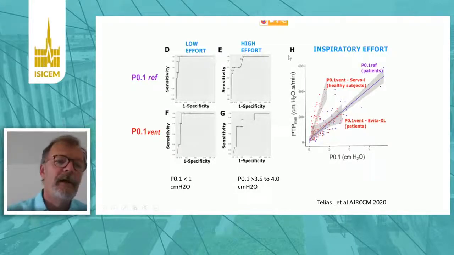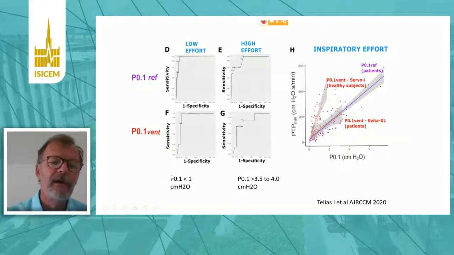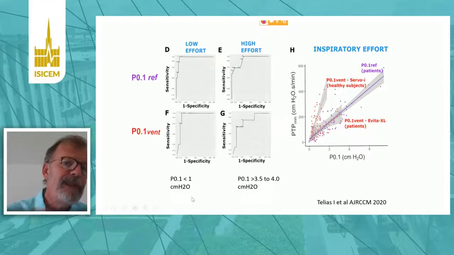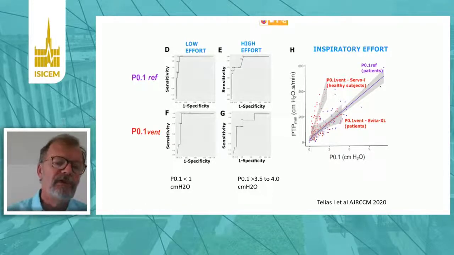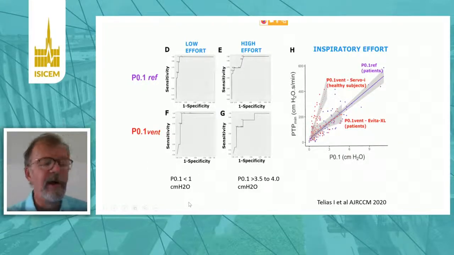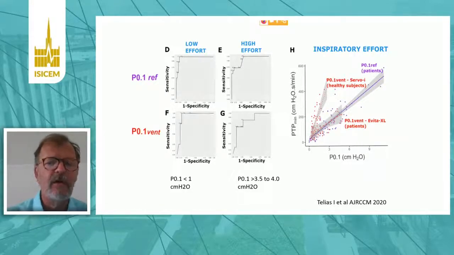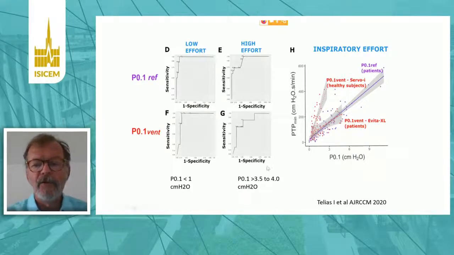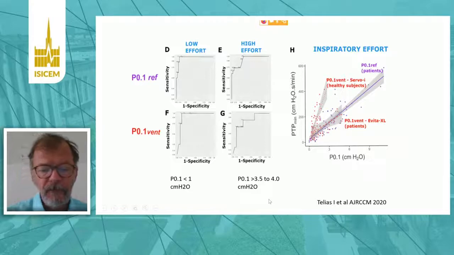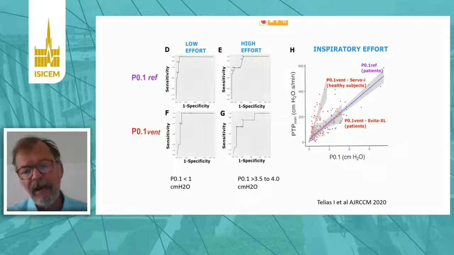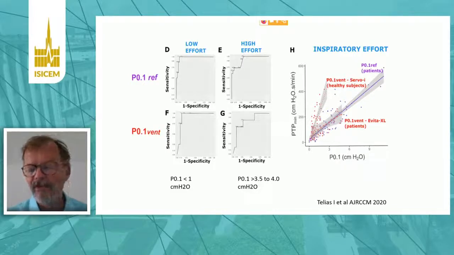You see here what we call P0.1 reference, or P0.1 measured by the ventilator, was very good to detect minimal levels of effort, which are insufficient to keep the diaphragm working. And every time you have a P0.1 below 1, it may be a warning sign telling you, well, your patient is over-assisted or over-sedated. Of course, for high effort, individually, it may vary a bit more between patients, but something like more than 3.5 or 4 should be an alert to say, well, maybe my patient is working too hard.